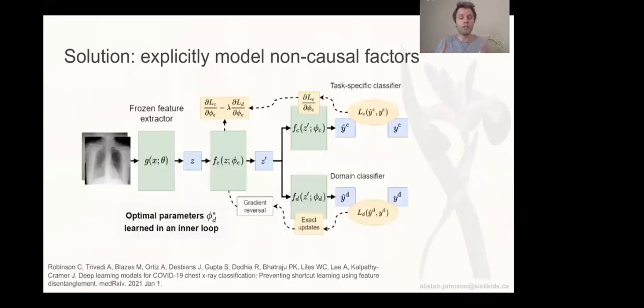What's our other solution? Well, we could explicitly model these non-causal factors. So we can almost add a regularization term, which says, okay, I know that these two X-rays were measured at different hospitals, and that's what domain is in this figure. So I am going to explicitly try to model those two different hospitals, and then I want to subtract that learning from my underlying representation. Two different ways of tackling the similar issue of these non-causal factors.